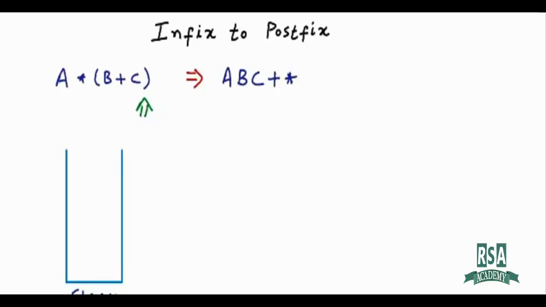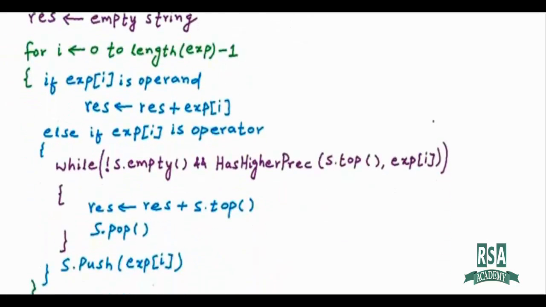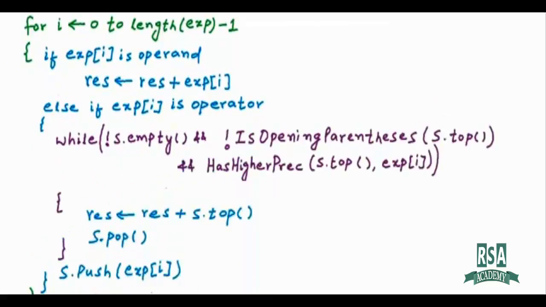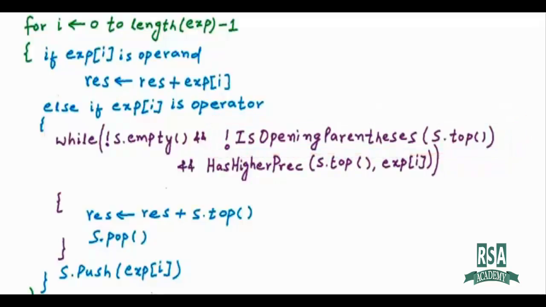In my pseudocode that I had written earlier, only the part within this for loop will change to take care of parenthesis. In case we have an operator, we need to look at the top of the stack and pop, but only until we get an opening parenthesis. So I have put this extra condition in the while loop. This condition will make sure that we stop once we get an opening parenthesis. Right now in the for loop we are dealing with operands and operators.